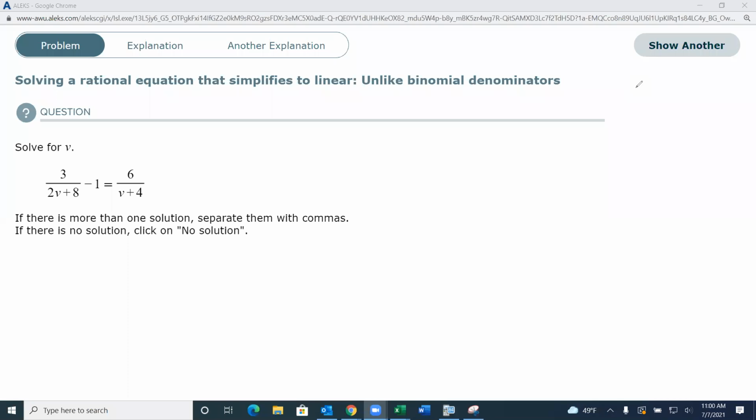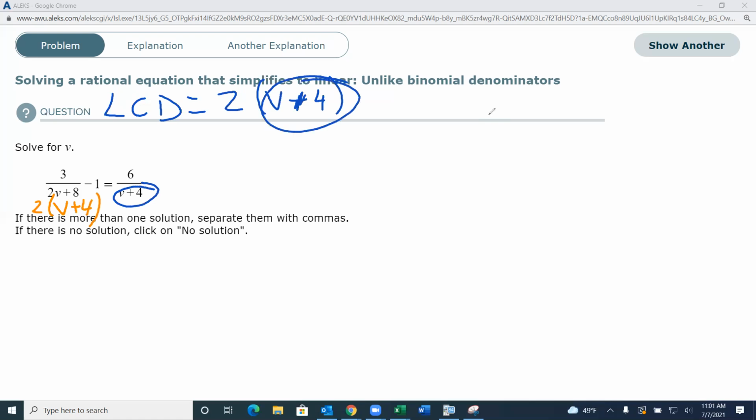Now we'll do it again. First we find the LCD, but this time we're able to factor at least one denominator. So this guy will be 2 times v plus 4 when we factor him. The other denominator doesn't factor, it's already linear with no GCF. So the least common denominator needs to have a factor of 2 and a factor of v plus 4. And the other denominator says, I need a v plus 4. Well, it's already there, so don't worry about it. Okay, so now we multiply both sides by that least common denominator.